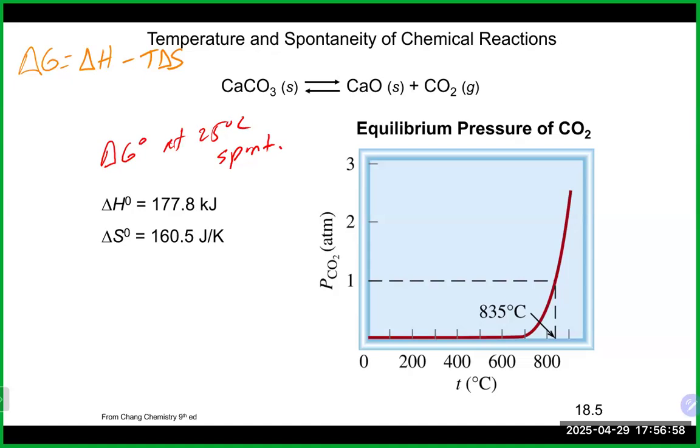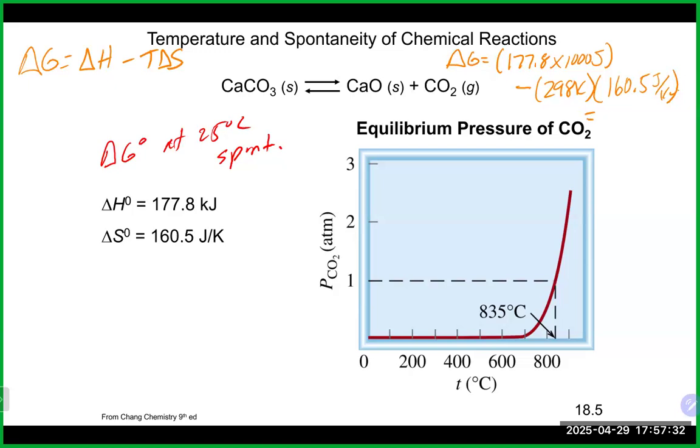So in this case here, we're going to put our numbers in, and we will go with our delta G is going to equal 177.8. I'm going to multiply it by 1,000, and the reason I'm doing that, I'm going to turn it into joules. That way, again, everybody's in the same unit. I'm going to then subtract my temperature here, which would be 298 Kelvin, right? It does need to be converted to Kelvin. And our delta S there, 160.5.